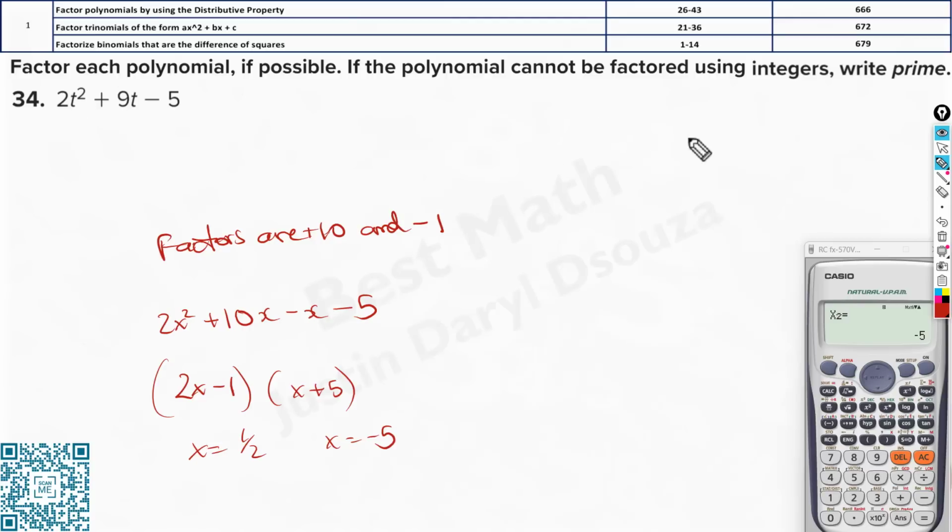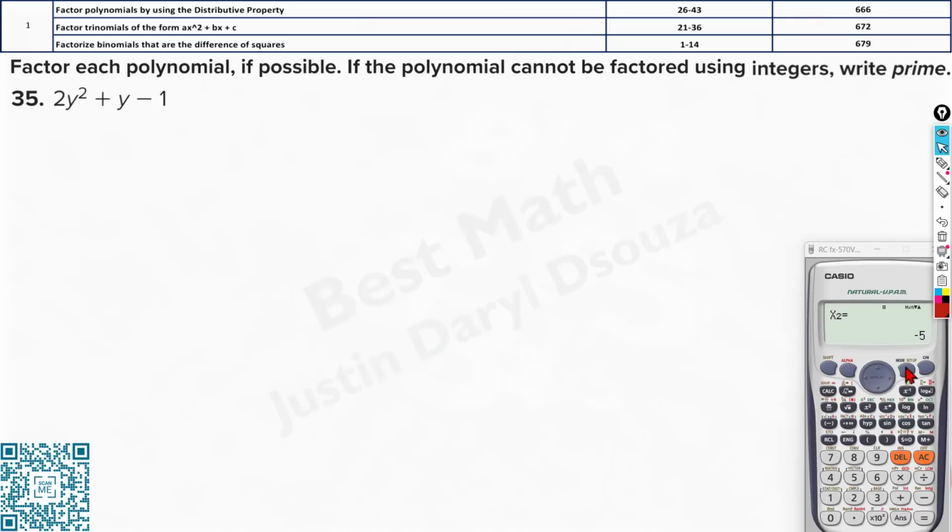Now you can see over here 2 times minus 5 will be minus 10, and over here we have 9. Let's multiply 10 and minus 1. So you'll get minus 10 because the negative sign is there, and add them up, it'll be plus 9. And that's it. So it's so easy with this calculator method. And here again, see, this is also the same.